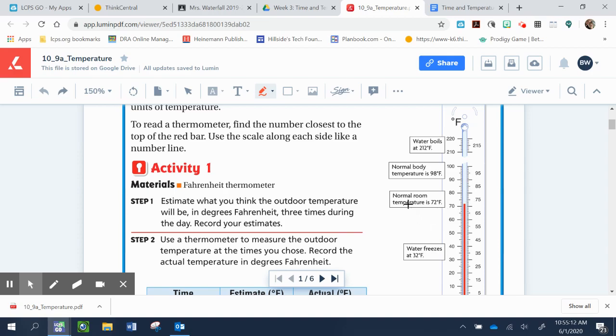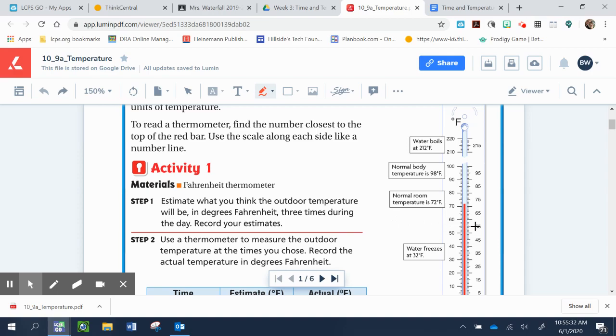So normal room temperature on our Go Math tells us it's 72 degrees Fahrenheit. Our vocabulary video told us it was 68 degrees Fahrenheit. Anything around that number would work, okay? And our normal body temperature is 98 degrees Fahrenheit.